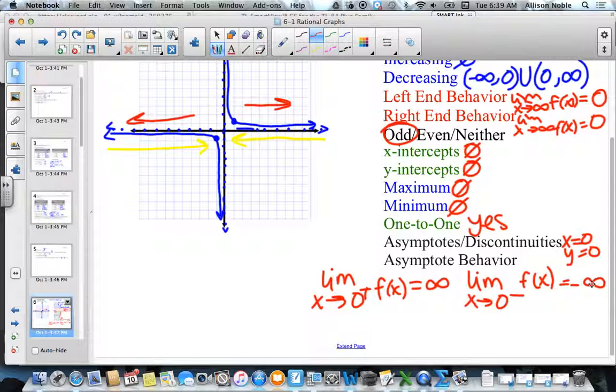So that is the first parent function that you need to be aware of. And the next parent function is 1 over x squared. I'm going to pause here and go to a new video.